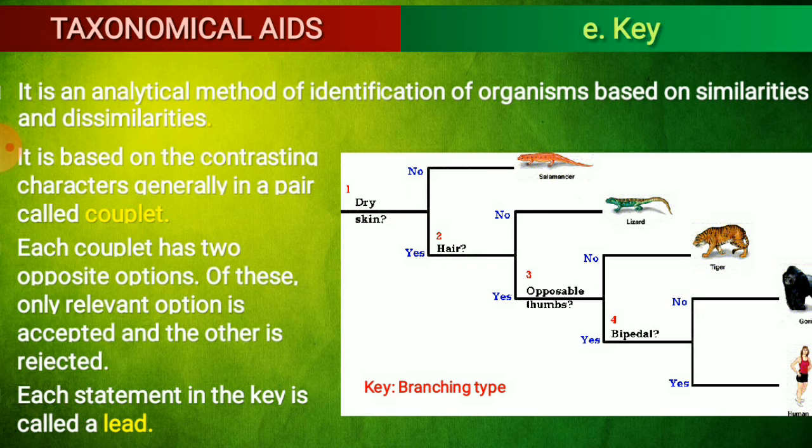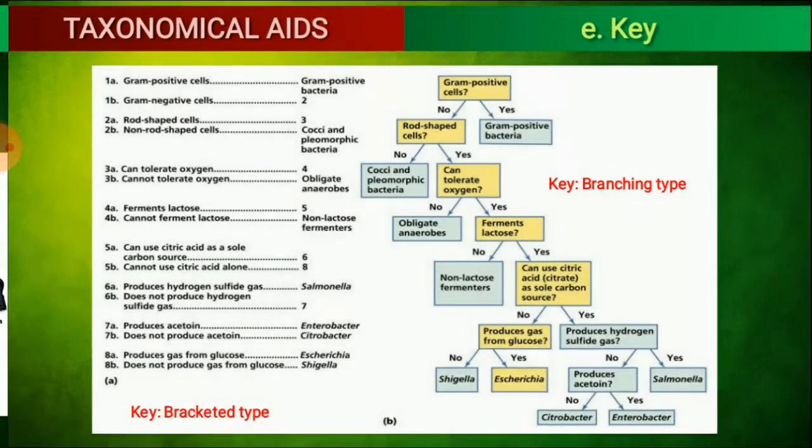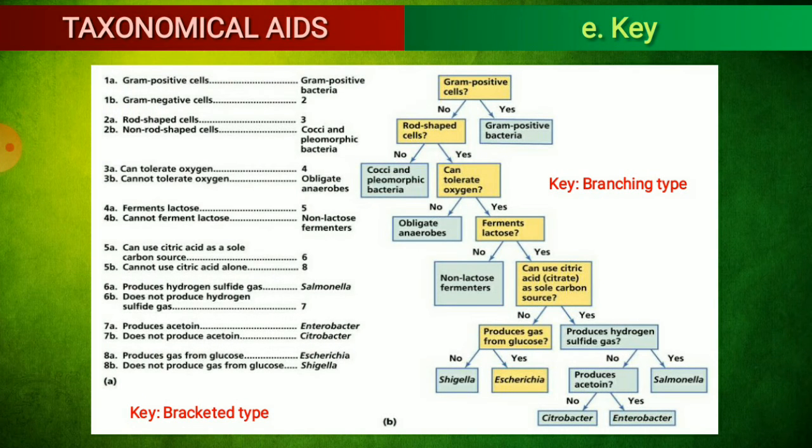Separate taxonomic keys are required for each taxonomic category, such as family, genus, species, for identification purposes. Keys are generally analytic in nature. So, here we have seen how the analysis is done with the help of the keys.